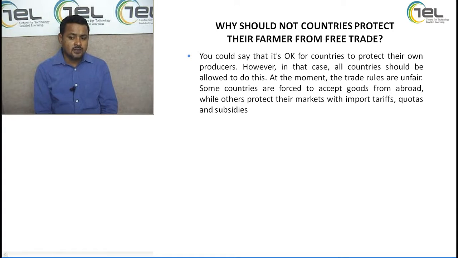At the moment, the trade rules are unfair. Some countries are forced to accept goods from abroad, while others are allowed to protect their markets with import tariffs, quotas, and subsidies. There is not a level playing field. The field is uneven. The number of players is skewed in favor of the developed countries.